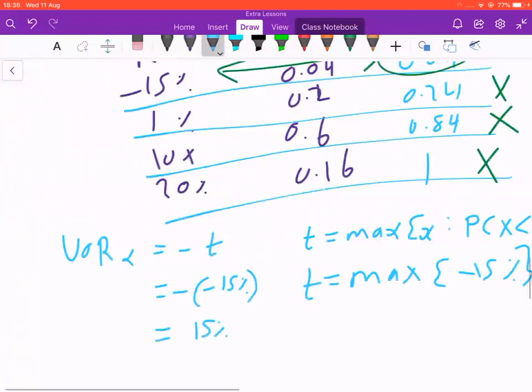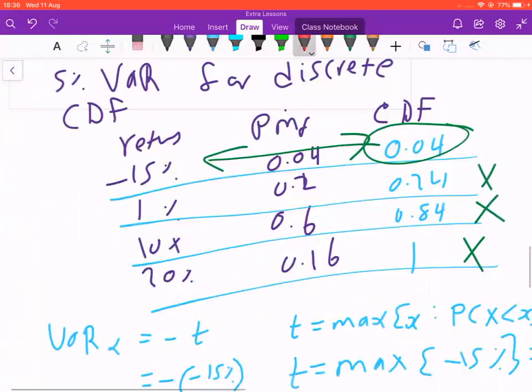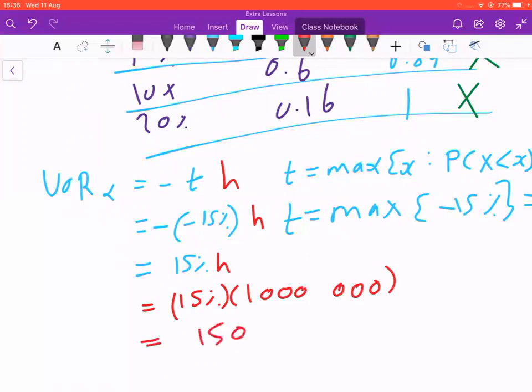Because they already told you the value of the investment, you can multiply this by the value of the investment. Let's call it H in this case. So you will have 15% times the million, because that's the value of the investment. 15% of a million is going to be about 150,000. So this should be the answer in terms of discrete.